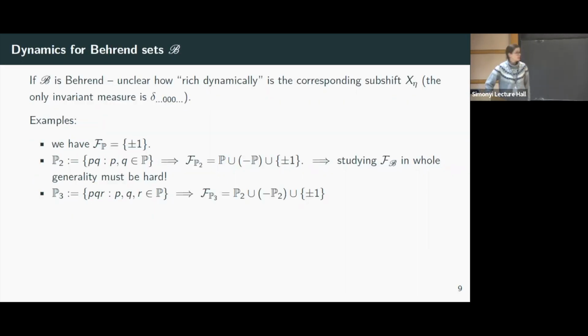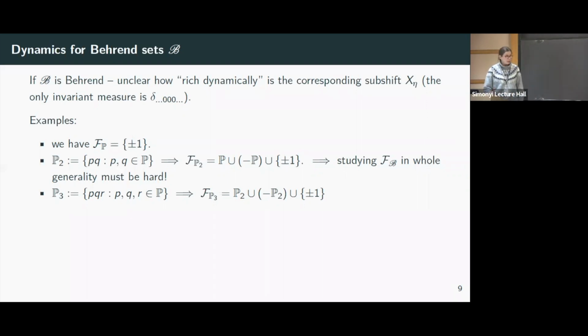All right, so let me talk about dynamical properties now, purely dynamical properties. I want to start with Barron sets, since this is difficult and I don't have that much to say, but nevertheless, there are some things that are important and I want to mention them.